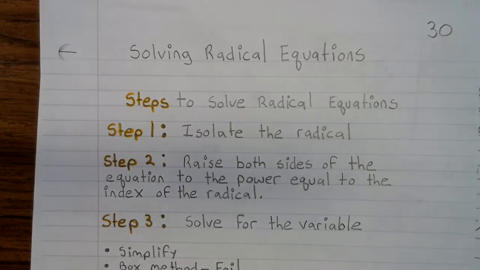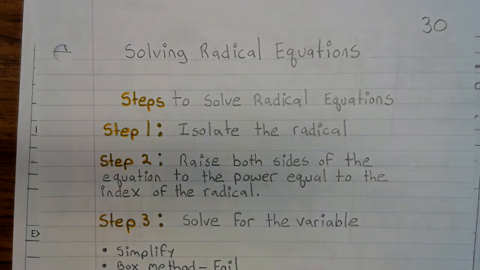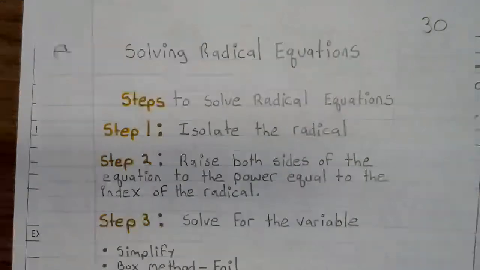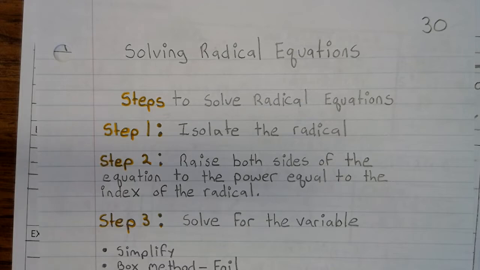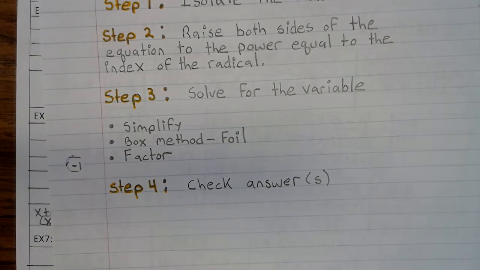All right, solving radical equations. Steps to solve radical equations. Step 1, isolate the radical. Step 2, raise both sides of the equation to the power equal to the index of the radical. Step 3, solve for the variable. And in doing that, you're either going to simplify, use the box method FOIL, or factor. Step 4, check your answer or answers.